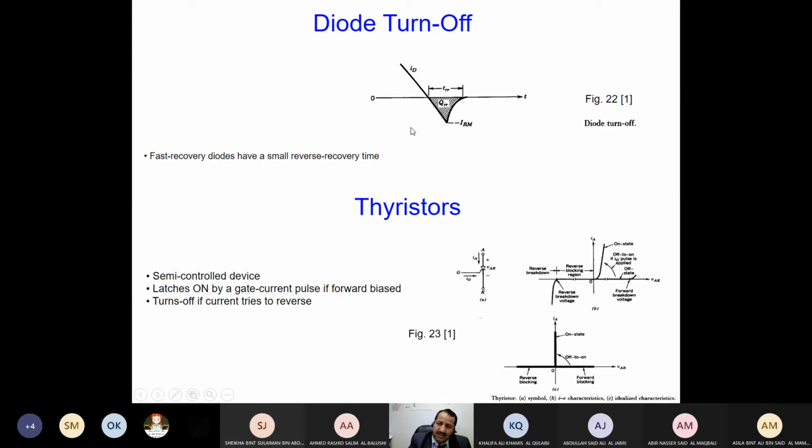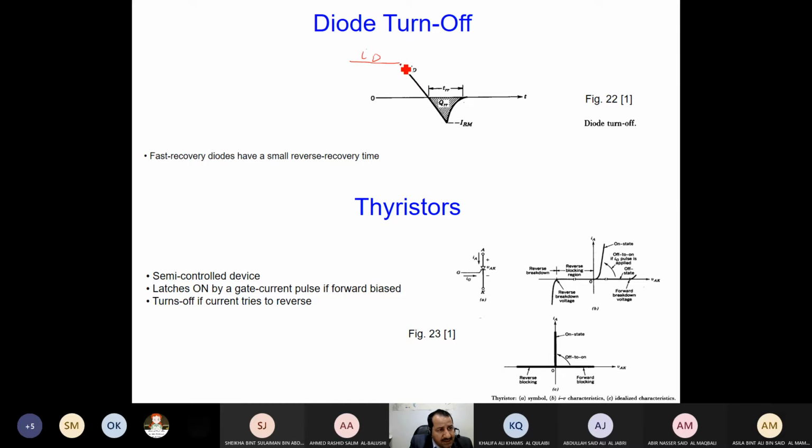Because it is a switch, either on or off, we look at the energy losses. We look at the speed. It's important. So one of the points I would like to mention here is the reverse recovery. What is reverse recovery? Have a look. Let's assume the diode was conducting the current. This is ID.